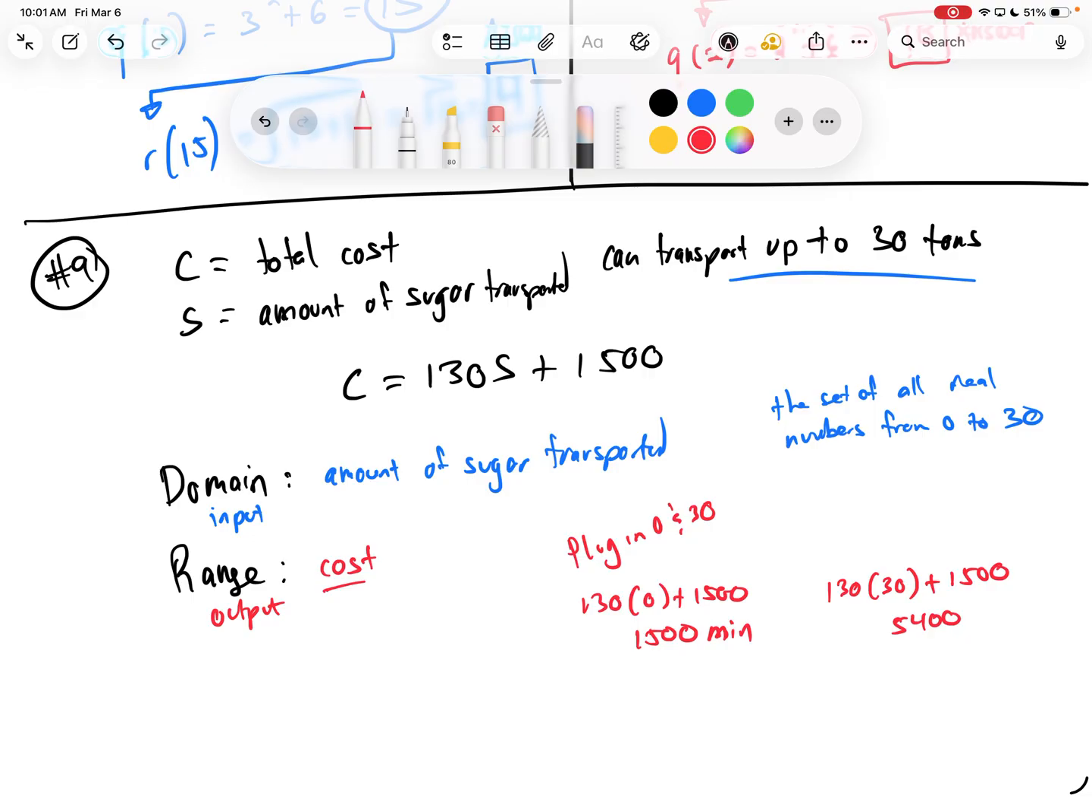15, yeah, okay. I have the drop down. You have a drop down menu on this one. Okay, so this would be my maximum cost because I can only transfer 30 tons, so I know it can't cost more than that. So this one is the set of all real numbers from 1,500 to 5,400. And again, this is a drop-down menu, so hopefully you think about that when you see those numbers. But I think every problem does this, where you have to plug in the X to figure out what your Y is.